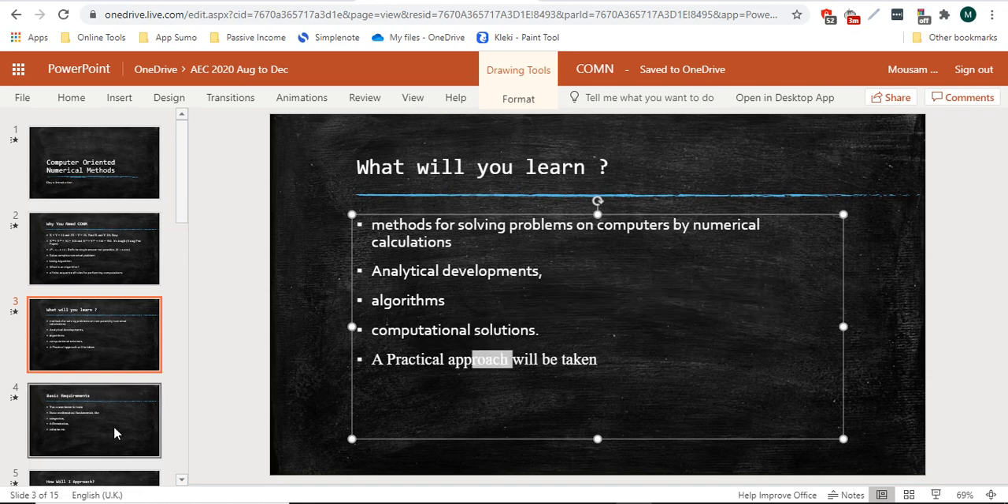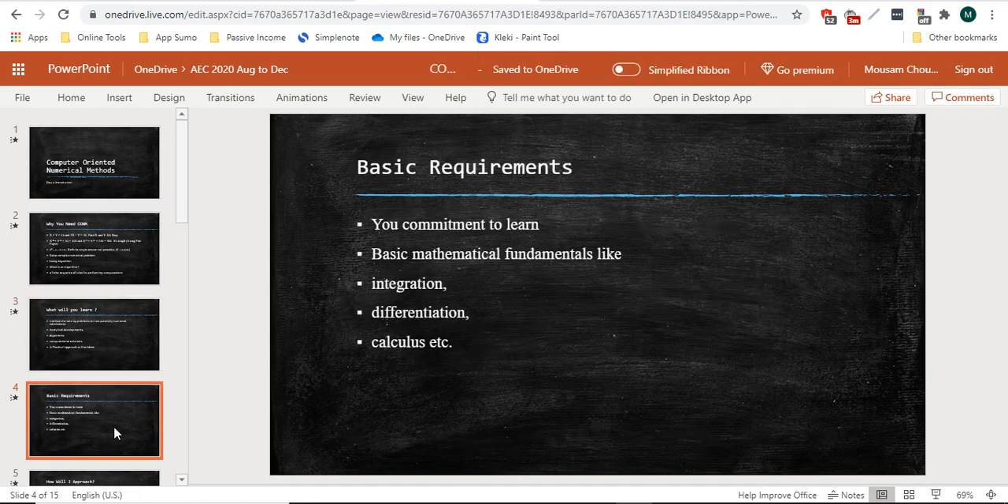Now, what are the basic requirements? The basic requirement is that you have to be committed to learn. That's the number one requirement. If you are not interested in learning, then no one can teach you, to be honest. So you should have the commitment to learn.